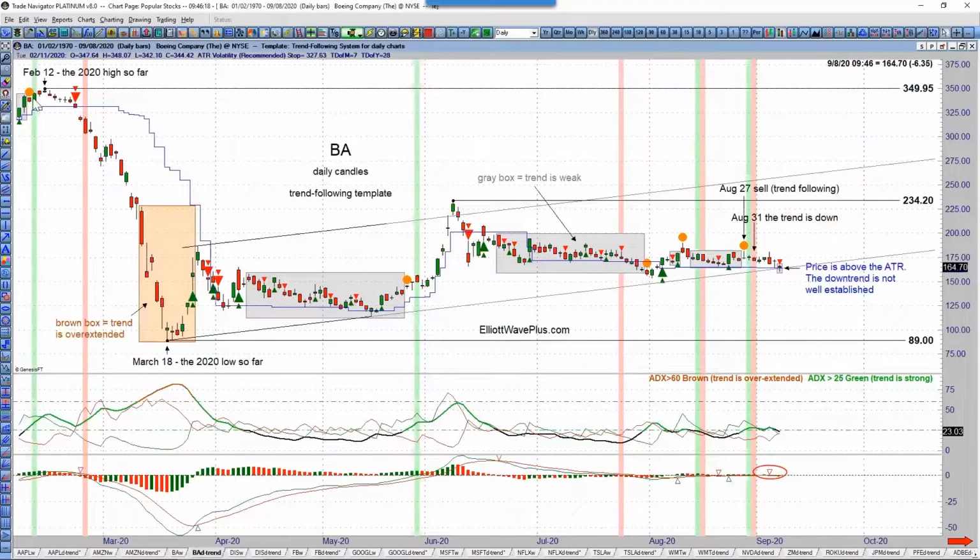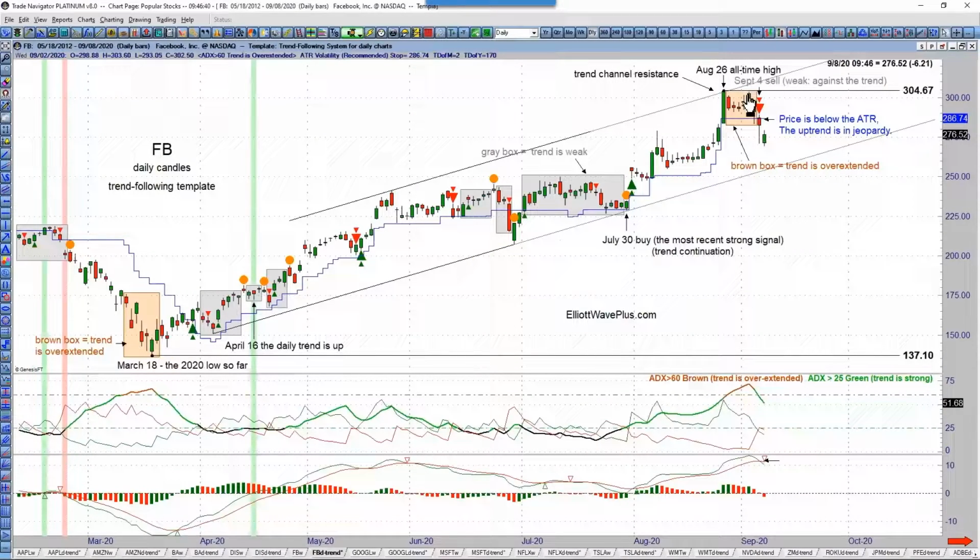For instance, you look at the same chart template on Boeing. You remember that it got mashed real hard down into that March low. As a matter of fact, Boeing went from $350 a share down to 89 in just a matter of about a month. And you could see how extreme the ADX was at that low. But most of the extreme readings in the ADX came in on these FANG stocks very recently at the highs. And that's another really troubling sign.